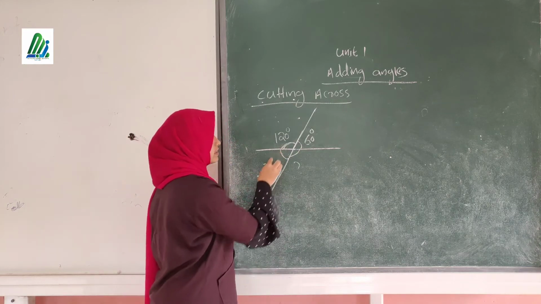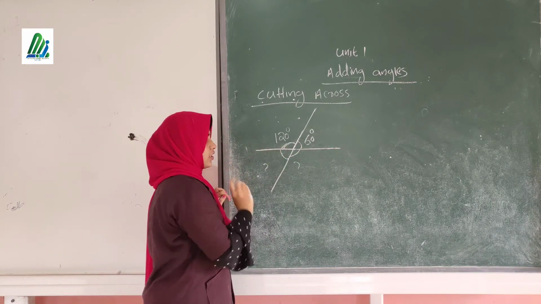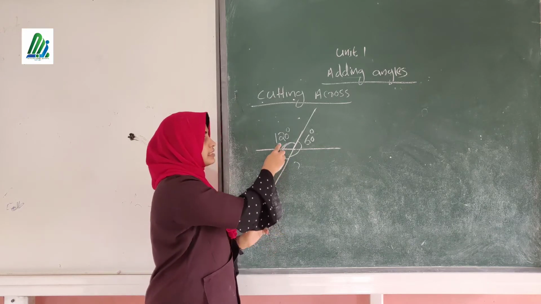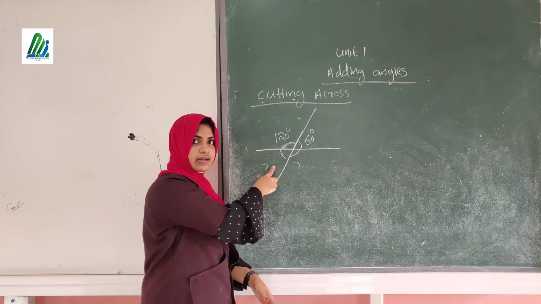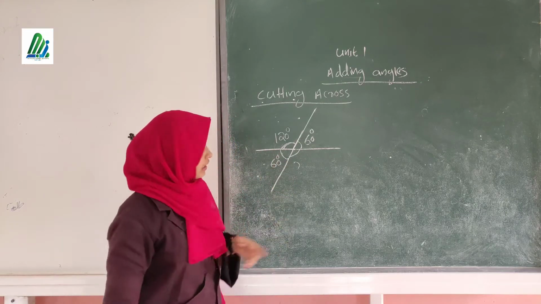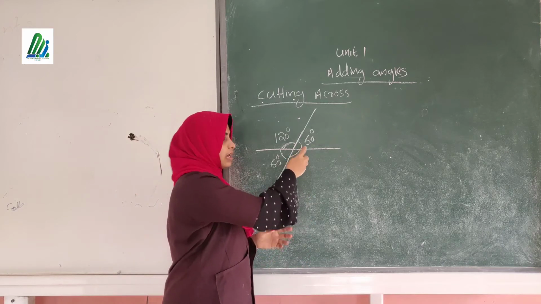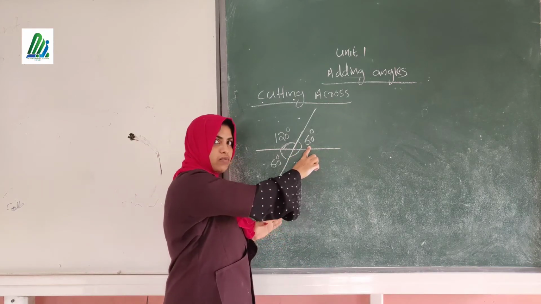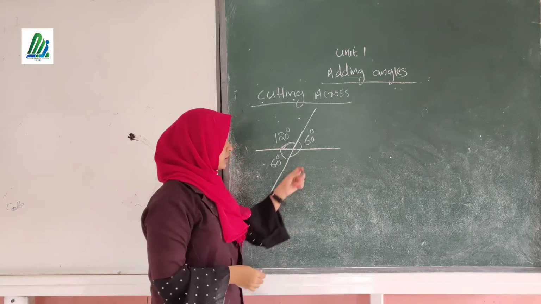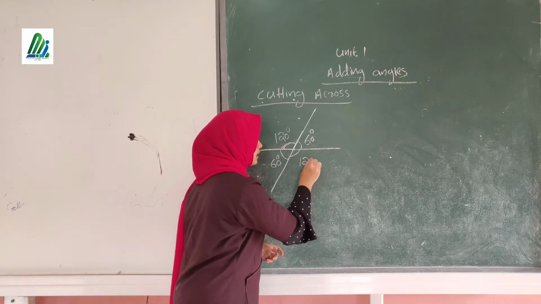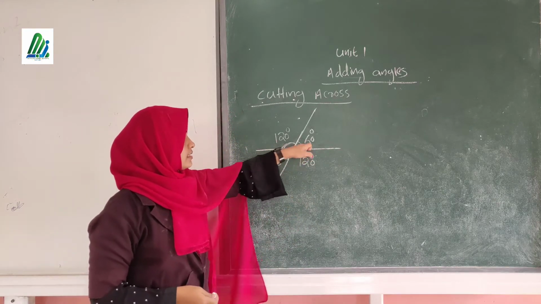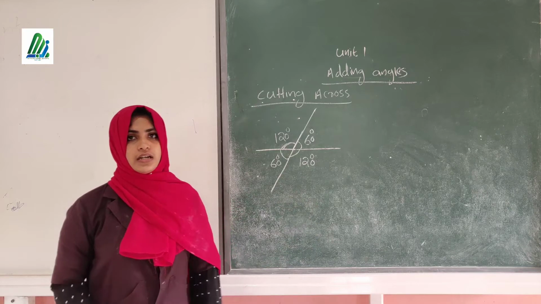So first we take these two angles. We know the sum of these two angles is 180 degrees. This angle is 120, so what is this angle? This angle is 60 degrees. And here also this angle is 60, and these two angles also form a linear pair. And what is this angle? This angle is 120 degrees. So here this is 120, this is 60, this is 120.